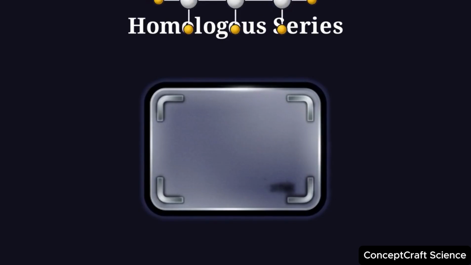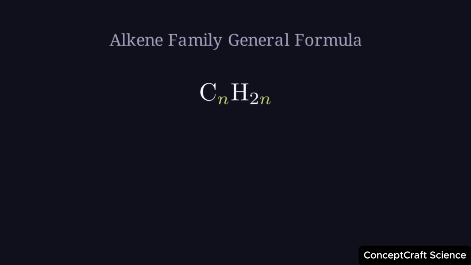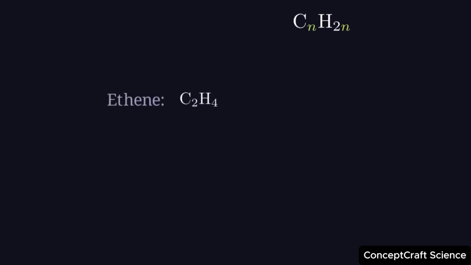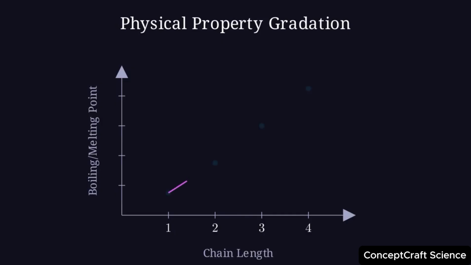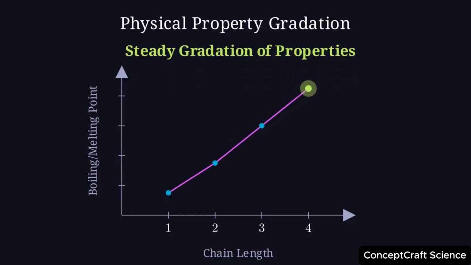Because the change is consistent, we can use general formulas like CnH2n to determine the composition of any member in a family. Try to predict the next 2 members of the alkene family starting from ethene, C2H4. Following the rule of adding a CH2 unit, we get C3H6 and C4H8. This graph shows how melting and boiling points change as the chain length increases. As molecular mass goes up, physical properties show a steady gradation. Adding CH2 units changes these physical characteristics, even though chemical properties remain similar.